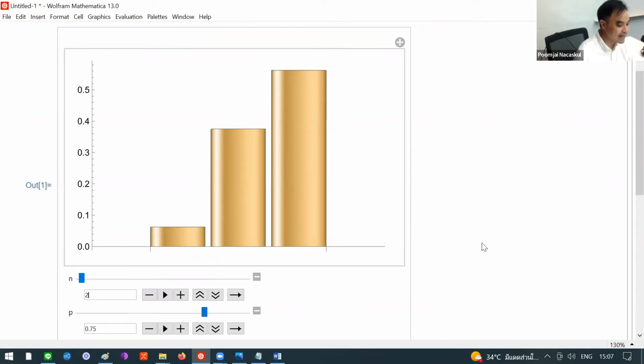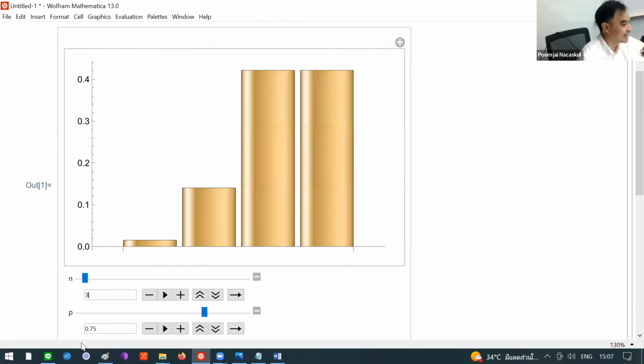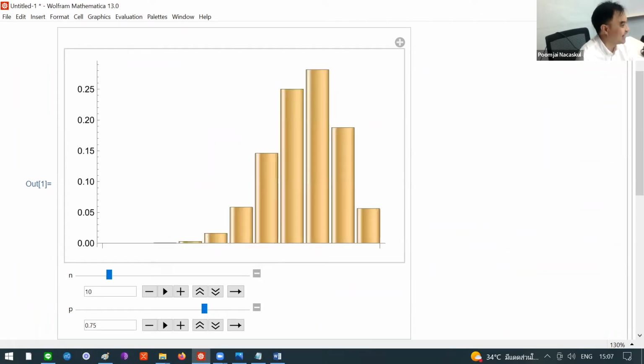Okay, anybody else want to try to guess what's going to happen if I make n equal to 3? Well, it's going to have 4 possibilities, right? What about 10? Look at this. See, it's starting to get this shape where it bulges in the middle. Why do you think that is?